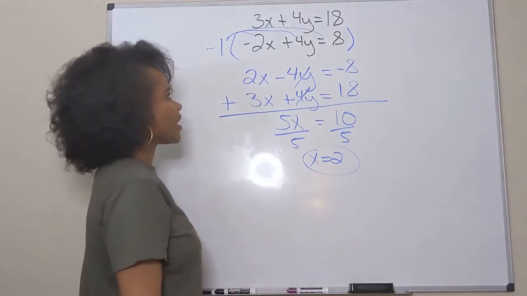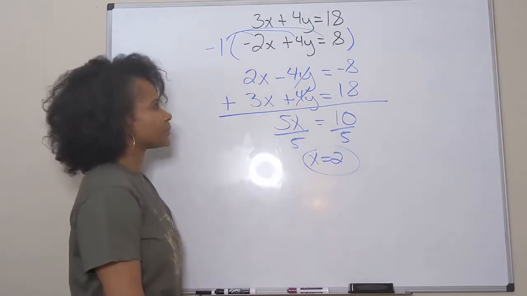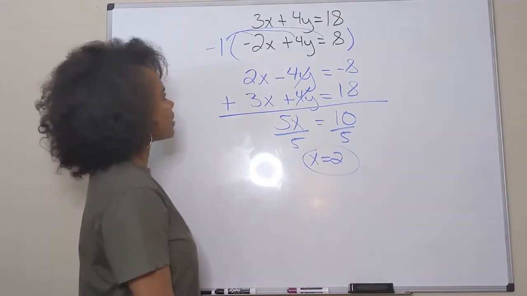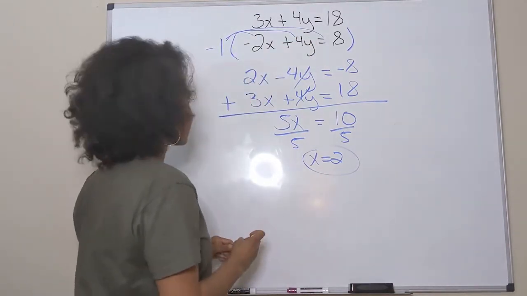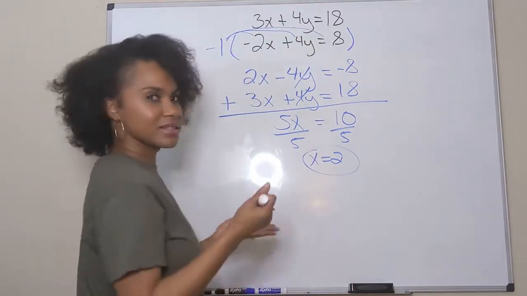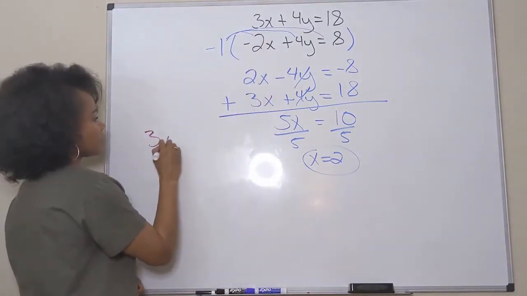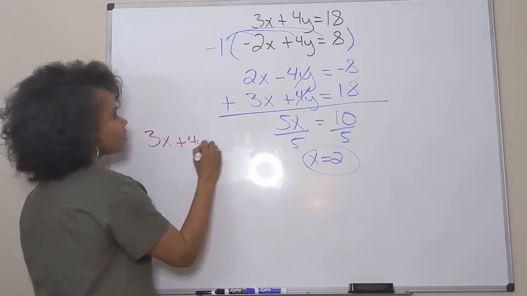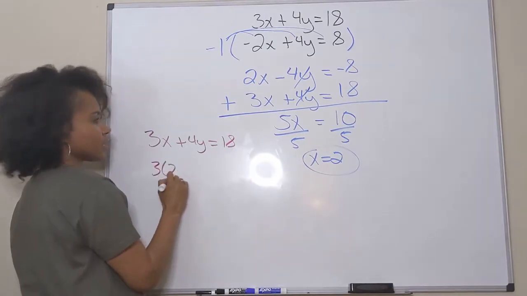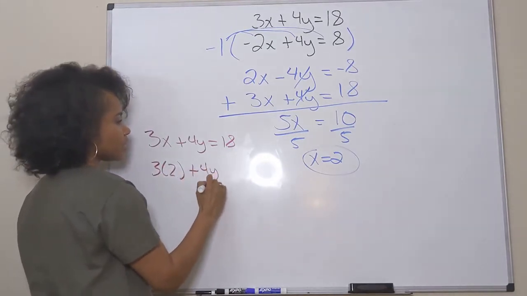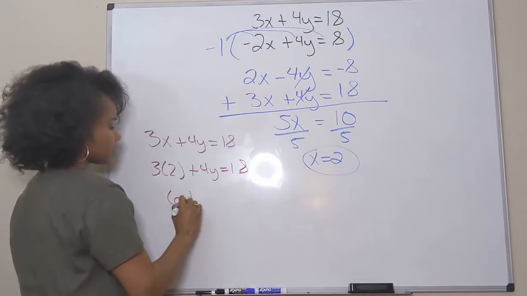We need to find our y value. I could plug it into any one of these four equations. I'm going to just plug it into the first one there because I have all positives. Again, it doesn't matter. You're going to get the same answer. So 3x plus 4y equals 18. X is 2, so 3 times 2 plus 4y equals 18. 3 times 2 is 6.